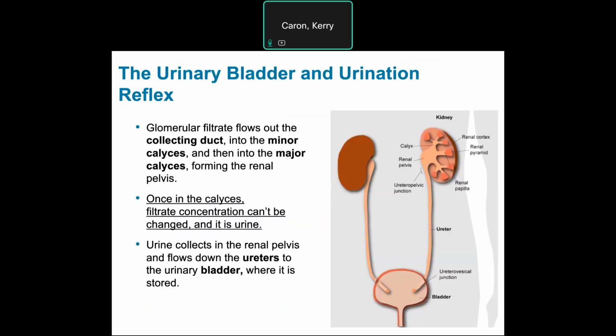The urinary bladder. So we mentioned the glomerular filtrate is going to pool in the cup-like calyces. Then it's going to go to the renal pelvis. Once it's in the calyces, the concentration can't be changed, and it's urine now. So it goes from glomerular filtrate to urine. The urine collects in the renal pelvis, flows down the ureters into the urinary bladder where it is stored.